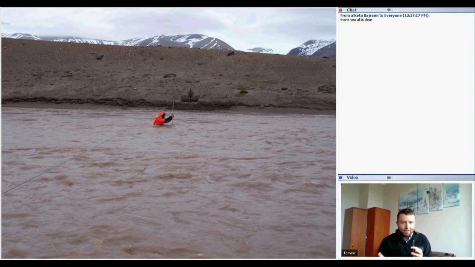If there is a bigger river, you need special suits for that, or you should use a boat to measure from the boat.